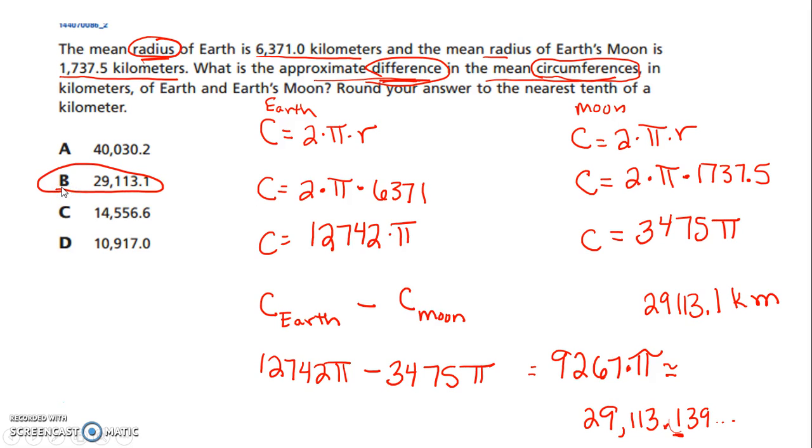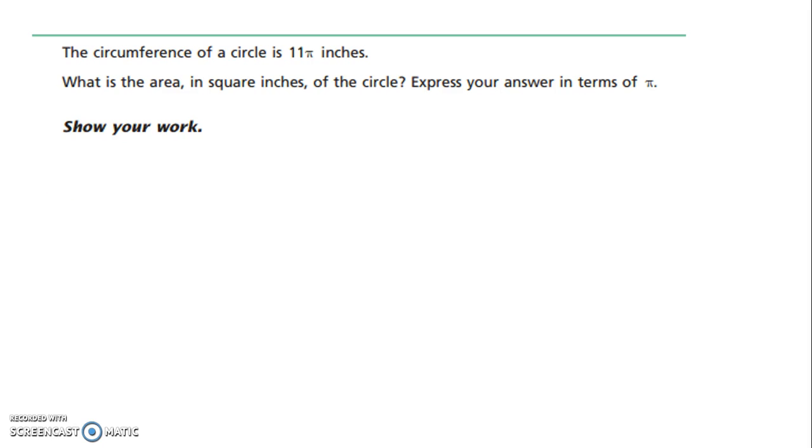All right, so that's that problem. Let's try one more word problem. This is a pretty straightforward one. This is an extended response one from one of the previous state tests that was released. It says the circumference of a circle is 11 pi inches. What is the area in square inches of the circle? Express your answer in terms of pi. So this one we won't even estimate. So they give us the circumference of the circle, and they want to know the area.